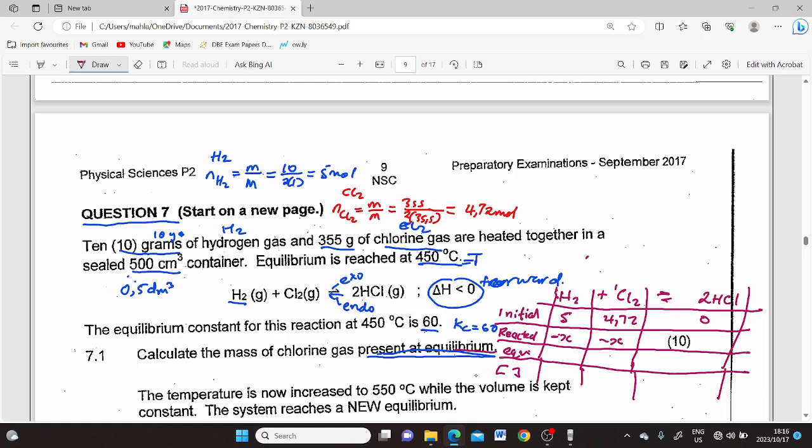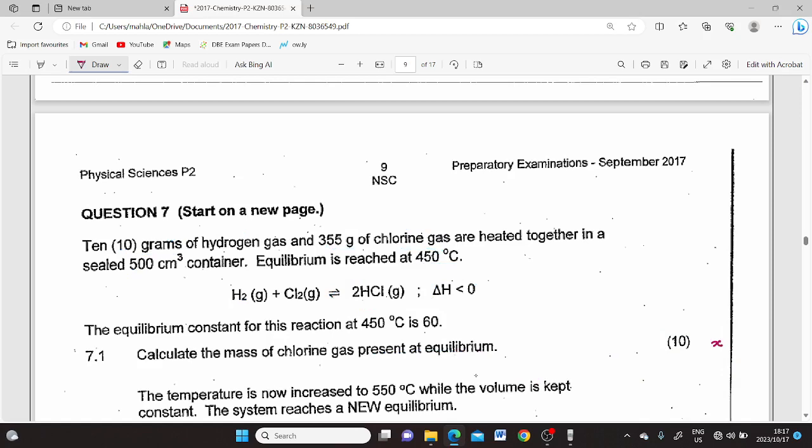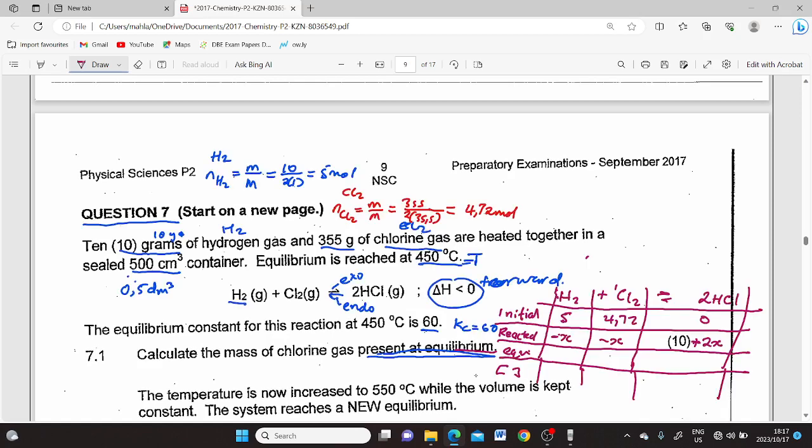So now moving with this one to the last one, the ratio will be now 2, and the product will be plus 2x that is produced. So when I produce, there is a change of a positive. After that, we add initial plus the change. So I will say 5 minus x. So at equilibrium, we have 5 minus x, even here we have 5 minus x, and then this plus this will have 2x.